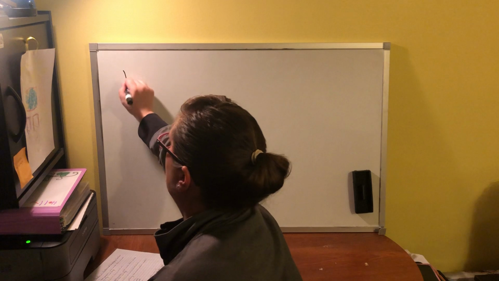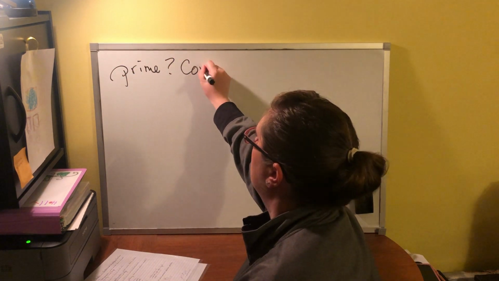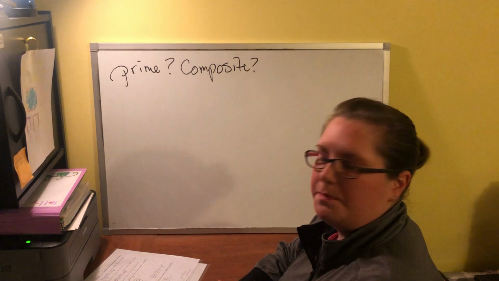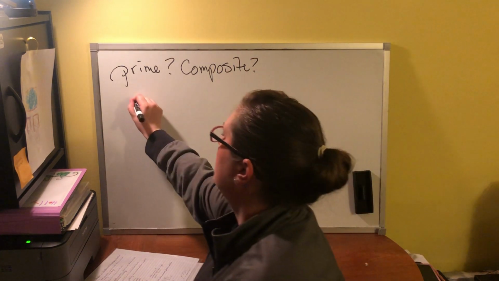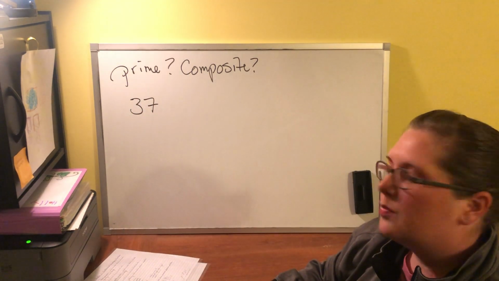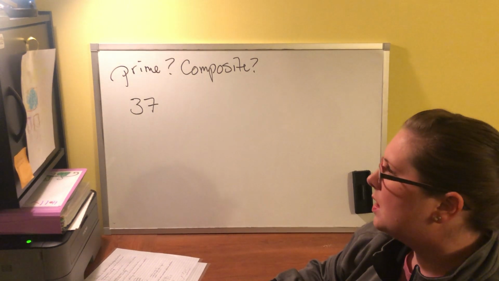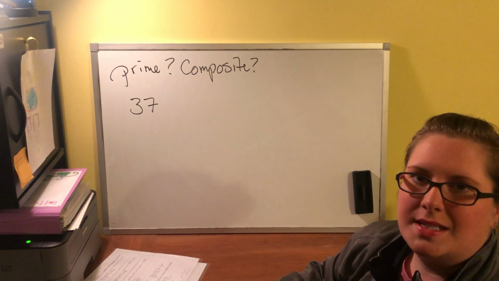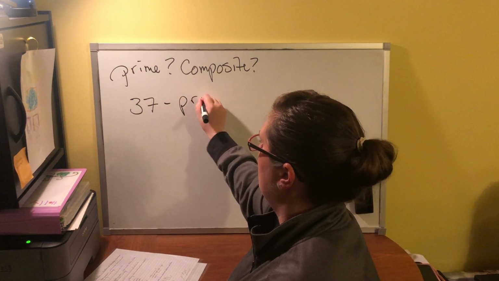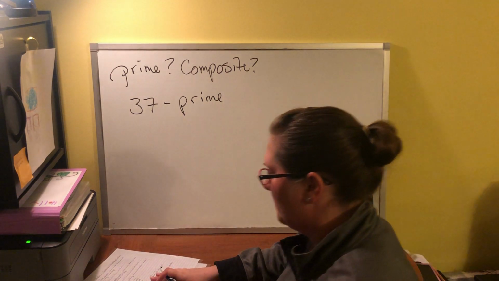So we want to know, are these numbers prime or composite, okay? Prime or composite. So let's look at the number 37. Can I divide any number into 37 besides 1 and 37? So, knowing what we know about numbers, nothing else goes into 37. So 37 is prime. Okay, 37 is prime.